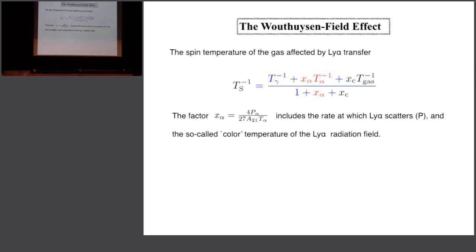So what this actually says, there are two terms that we need to understand. X alpha is a rate that depends on the scattering rate of Lyman-alpha photons in the universe. And T alpha is something known as the color temperature of the Lyman-alpha radiation field. And I'll explain that next.